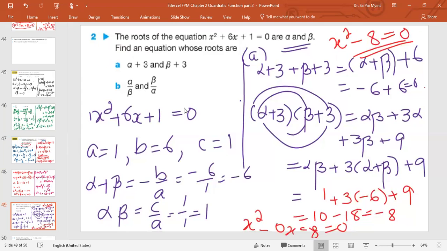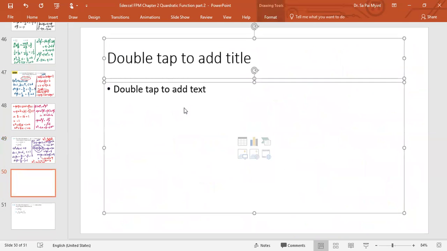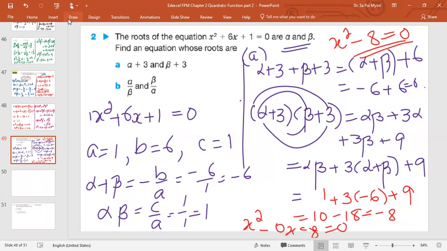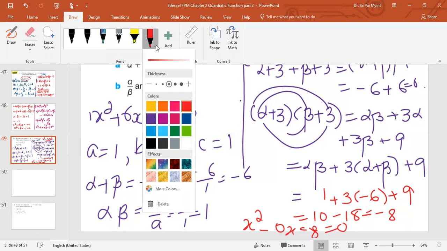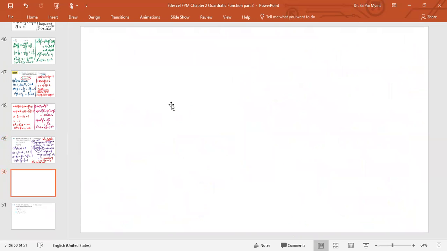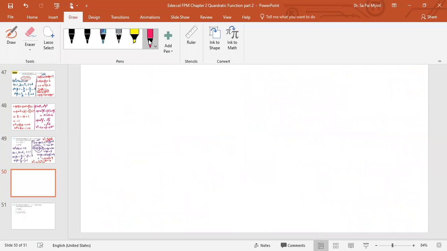Okay. After that, we have to do B. Okay, we need to copy here. Which one? Alpha plus beta is minus 6, alpha beta is 1.